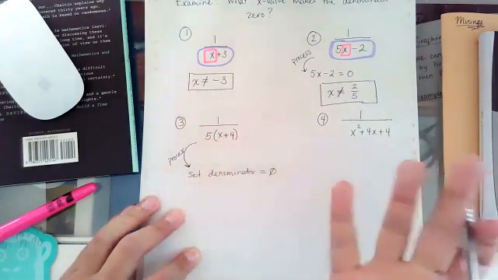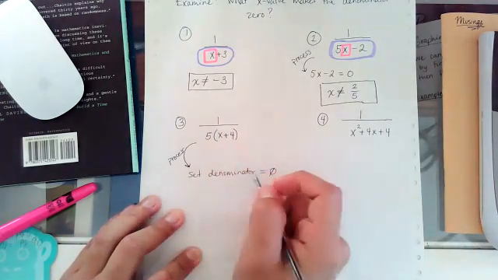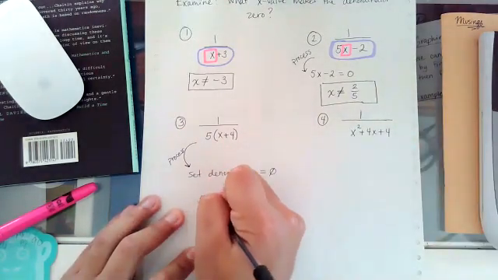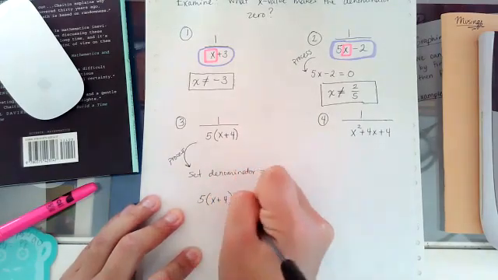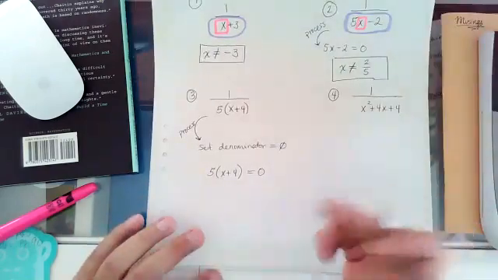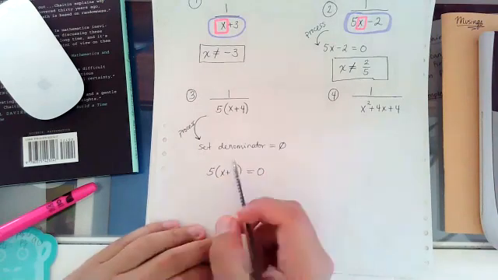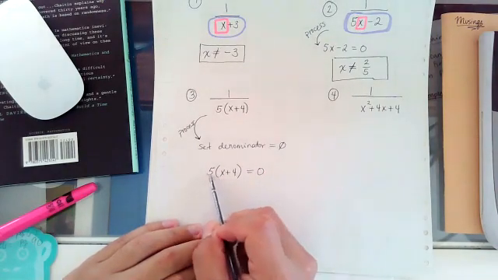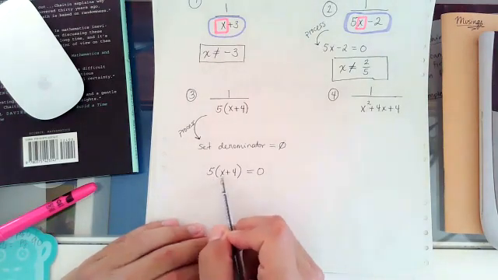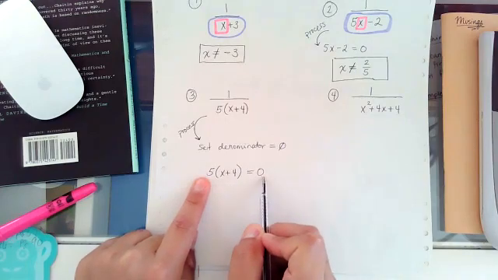And if you want, you could distribute this out. It doesn't matter one way or the other. Well, I'm not going to distribute it out. I'm just going to write it out, right? 5 times x plus 4 is equal to 0. Okay, so we're trying to solve this problem and figure out what x is supposed to be. What is the value of x that makes this equal to 0? And you might notice that this is a number times a polynomial. So we have two things that are multiplied by each other that are equal to 0.